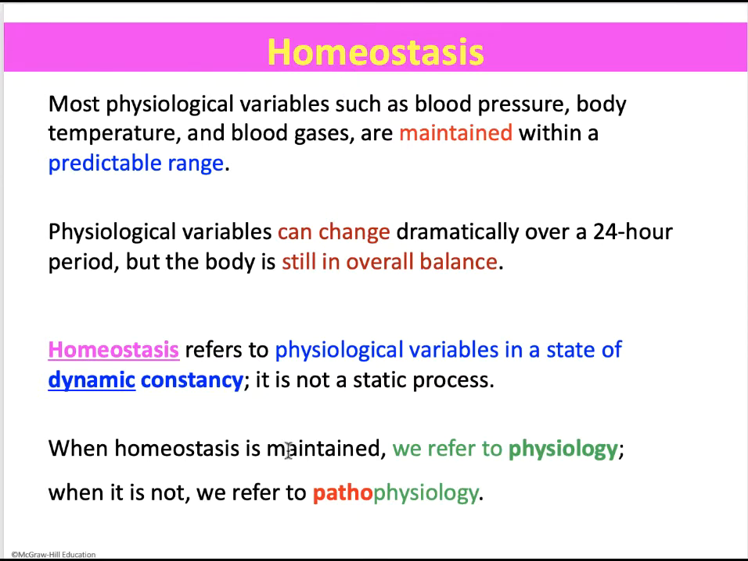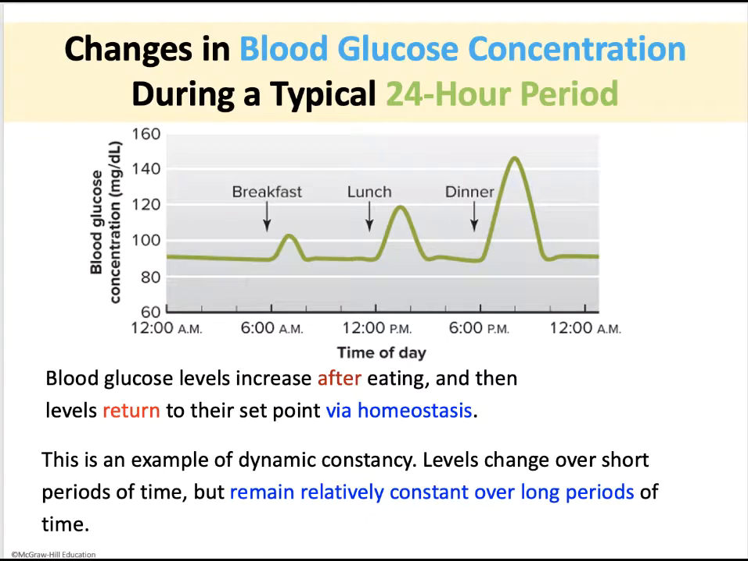So when homeostasis is maintained, we refer to that as physiology. When homeostasis cannot be maintained, then that person is experiencing pathophysiology, or diseased physiology. A fantastic example to illustrate this dynamic constancy is to look at blood sugar concentrations.